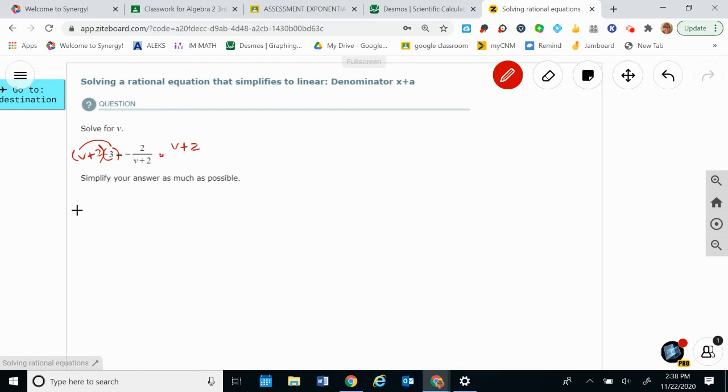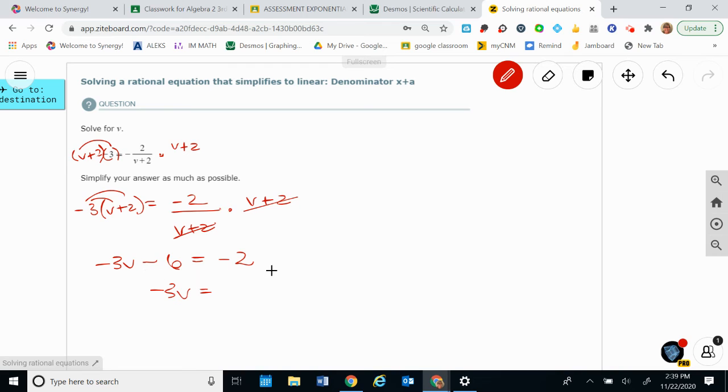You could possibly have rewritten it like this, though. See what I did? I put the negative 3 on the left so that it's easier to read. You get negative 3v minus 6 equals negative 2, distributing. Negative 3v is equal to, I'm going to add 6 to both sides, and I'll get 4. V is equal to negative 4 thirds. And that's it.